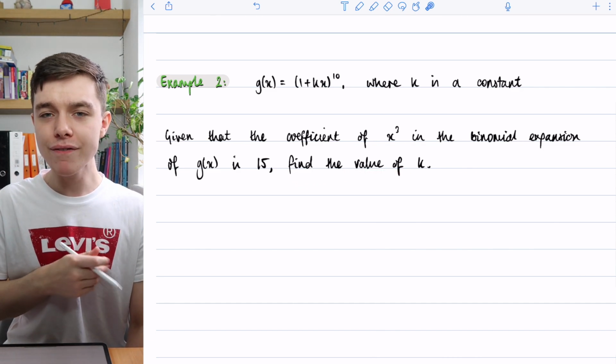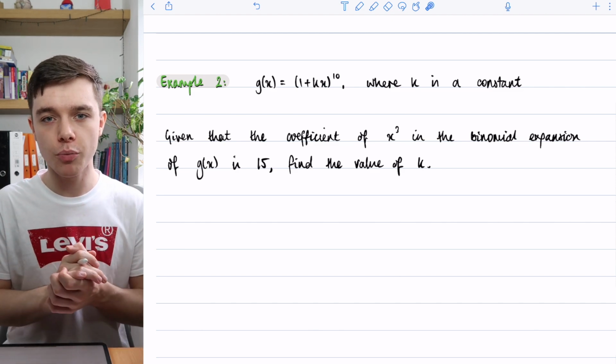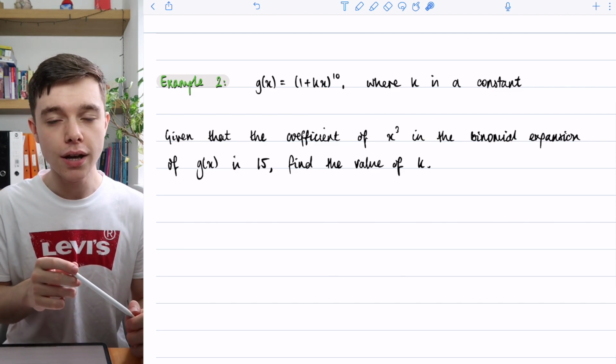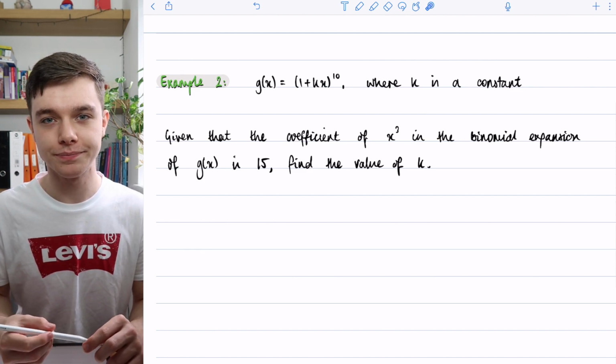So maybe have a go at jumping straight to the term here, thinking about the powers, and then you can work out your combination part as well. But have a go, press pause, and then we'll work through the answer.